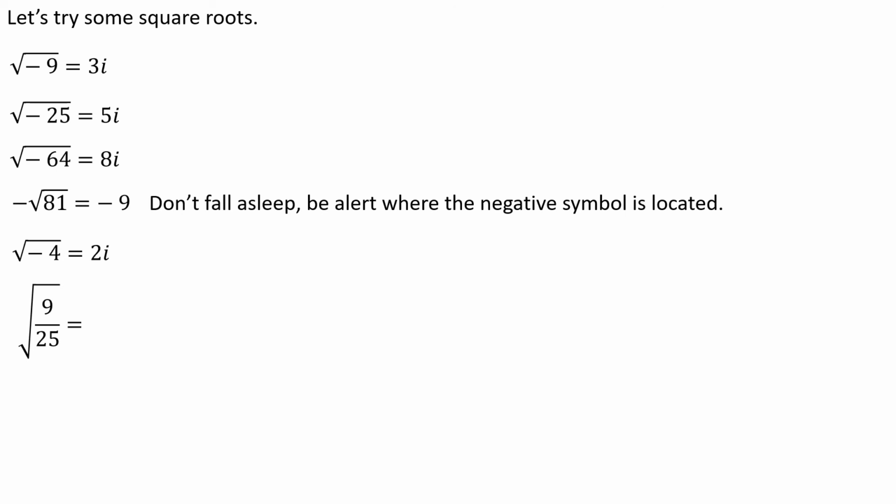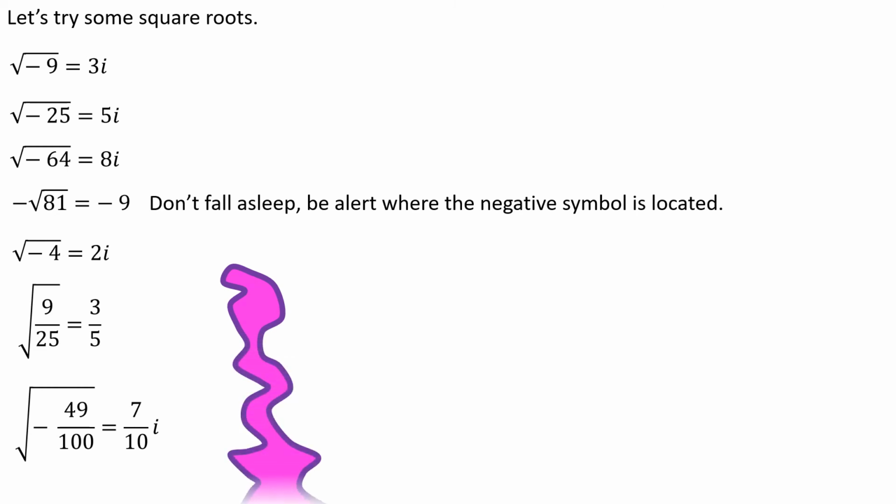Square root of 9/25. Okay, now remember with a fraction, I can take the square root of the numerator. We'll get 3. Take the square root of the denominator. I'll get 5. There's the answer, right? 3 times 3 is 9. 5 times 5 is 25. Now, what if I stick a negative inside there? Well, 7 times 7 is 49. 10 times 10 is 100. And then I got an i.